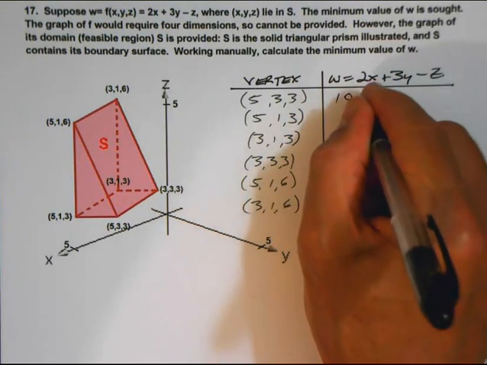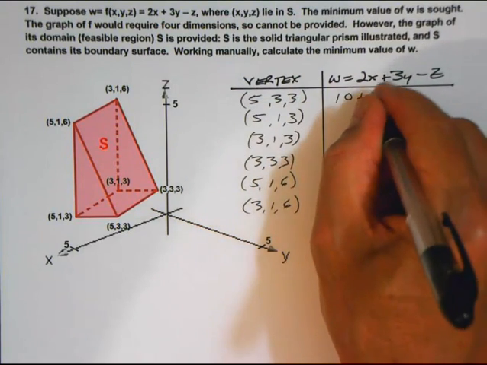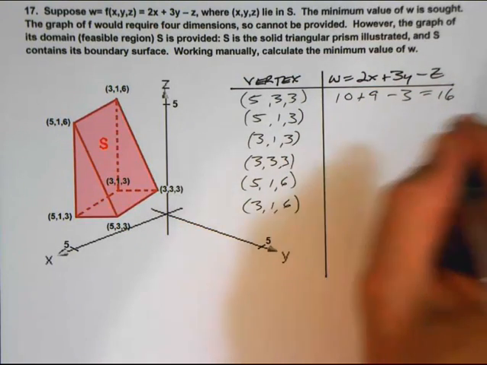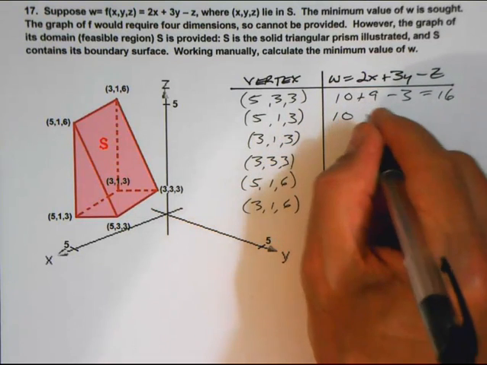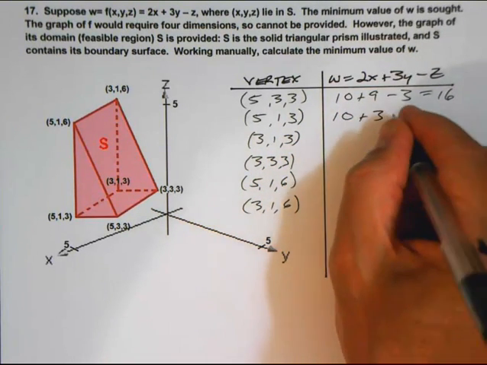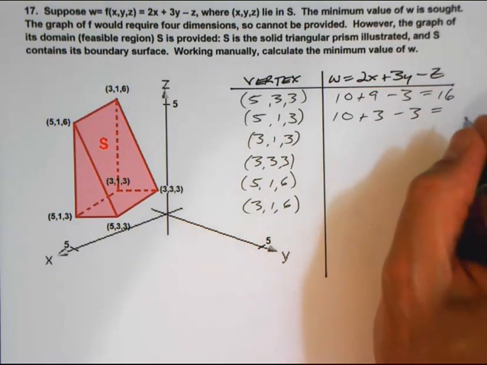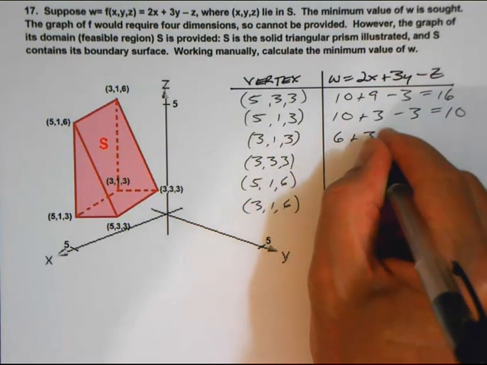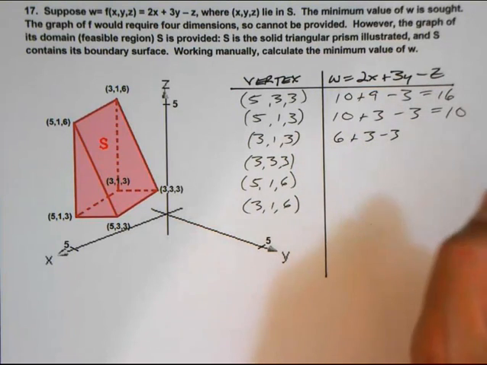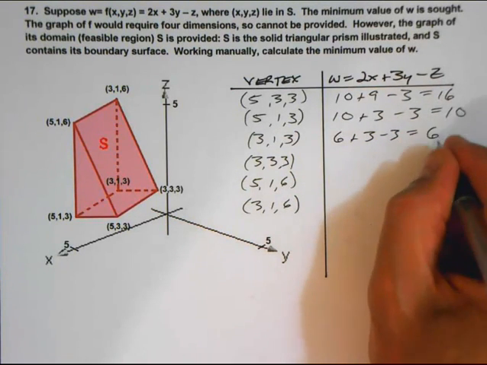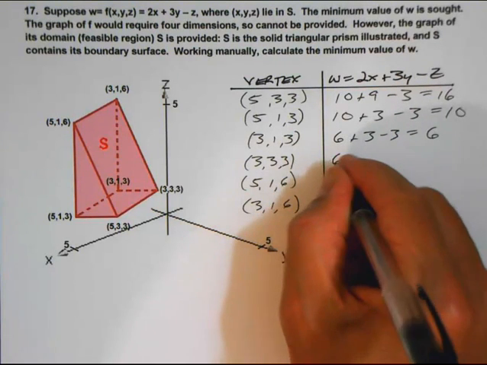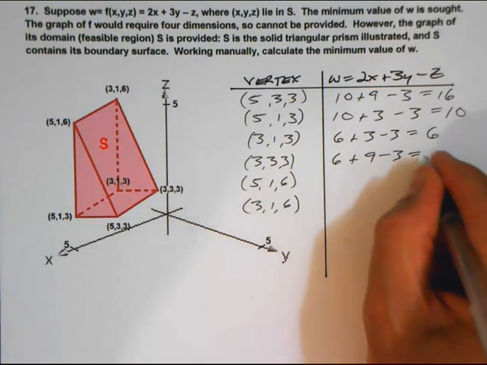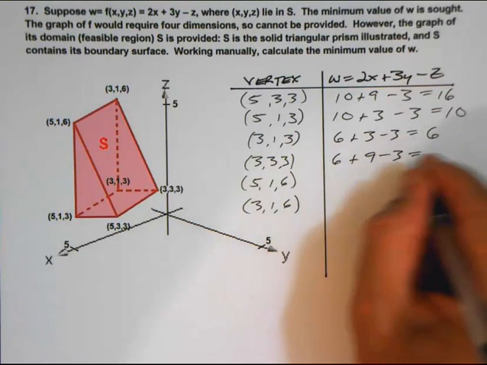2x, that's 10. 3y, 3 by 3, 9, minus z, 3. Looks like 19 minus 3, 16. Next vertex, 2x, 10, plus 3 times 1, minus 3. Net effect, 10. Next vertex, 2x is 6. 3y would be 3. Minus z is minus 3. The net effect there, 6. Next vertex, 2x is 6. 3y would be 9. Minus z is minus 3. The net effect here, let's see, 15 minus 3, 12.